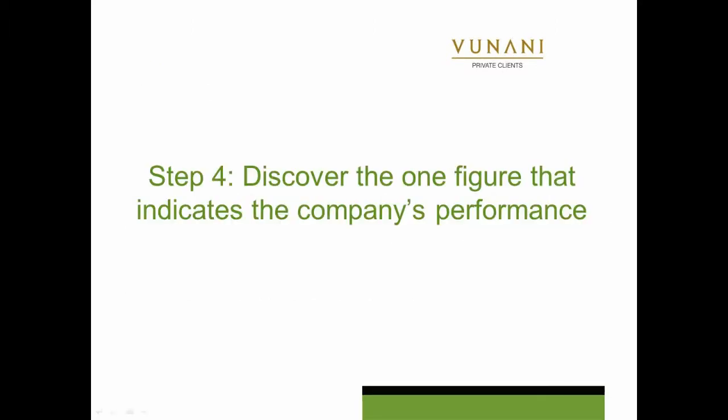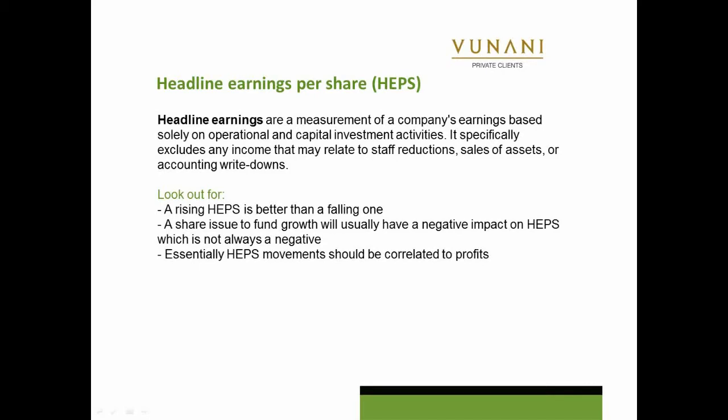Step 4: discover the one figure that indicates the company's performance. Here again, it's really about operational efficiencies, the operational model. How well is this company operating, and how consistent is that? So we look at headline earnings. According to the reporting standards of South Africa, this is the one figure that each and every company must report at the top line. It must come out at the top of their results.